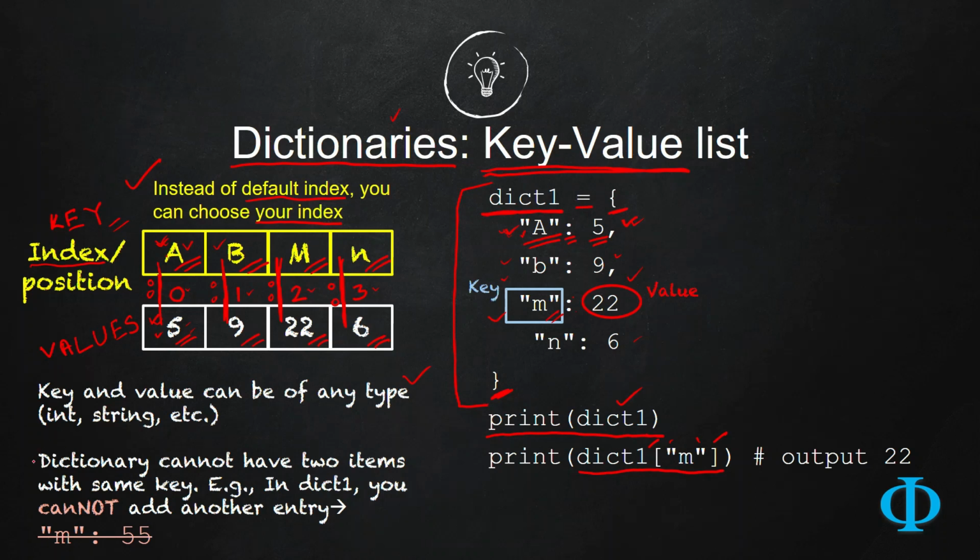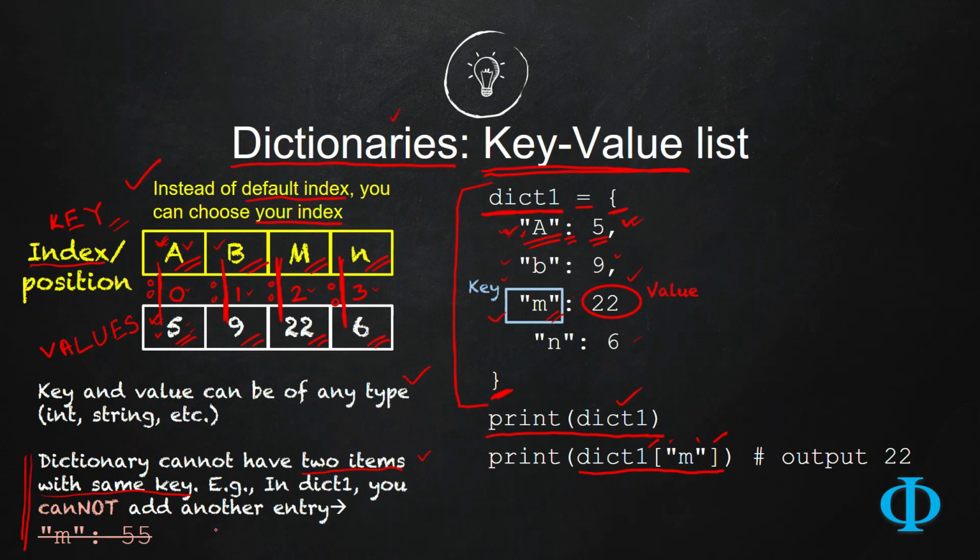Another thing you need to know is that a dictionary cannot have two items with the same key. That makes sense, right? For example, just think of your list. Can you have two indexes with 0, like the first index is 0 and the second index is also 0? Well, that is not possible. The same way, you cannot have two items with the same key.